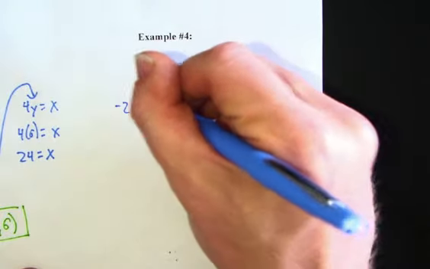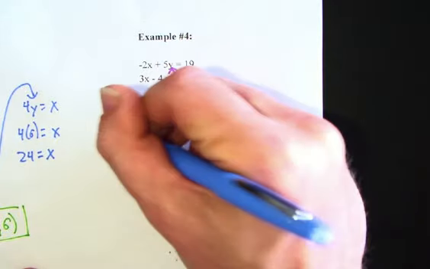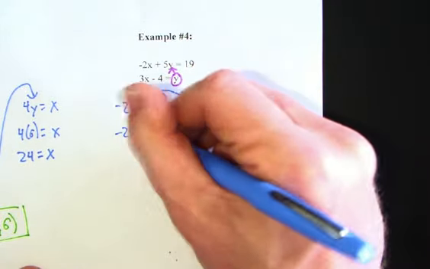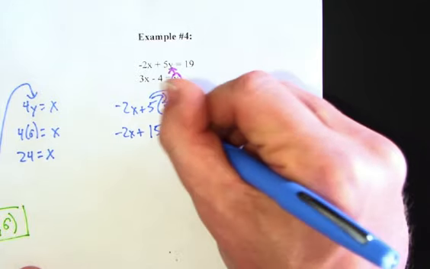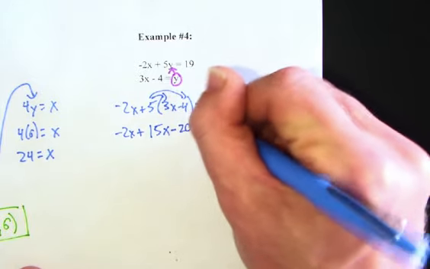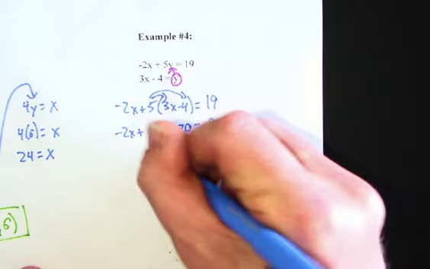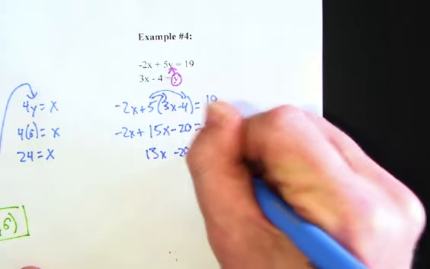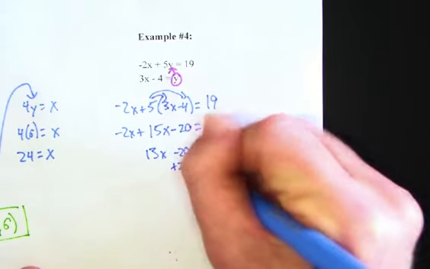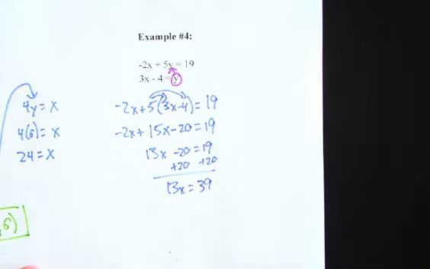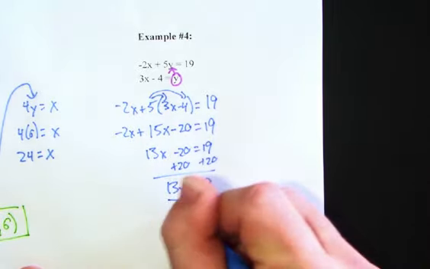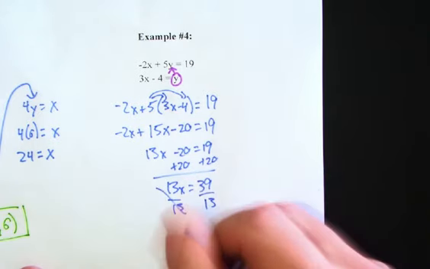So we get to distribute here. We get negative 2x plus 5 times 3x is 15x, minus 5 times negative 4 is 20. Minus 20 equals 19. Combine, we get 13x minus 20 equals 19. Add 20 to both sides. 13x equals 39. Divide by 13. And we get x equals 3.